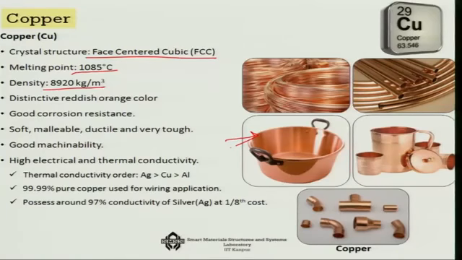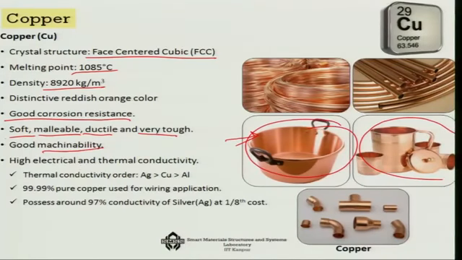It has a distinctive orange color, as you can see the color. It is used for all the traditional utensils, and it is used because of one very important reason, that it has a good corrosion resistance. So, it does not get corroded very easily. The other good thing is that it is soft, malleable, ductile and very tough. So, that means you can give it various shapes. It has a very good machinability, and one of the reasons why it is used for cooking systems is that it has good electrical and thermal conductivity.